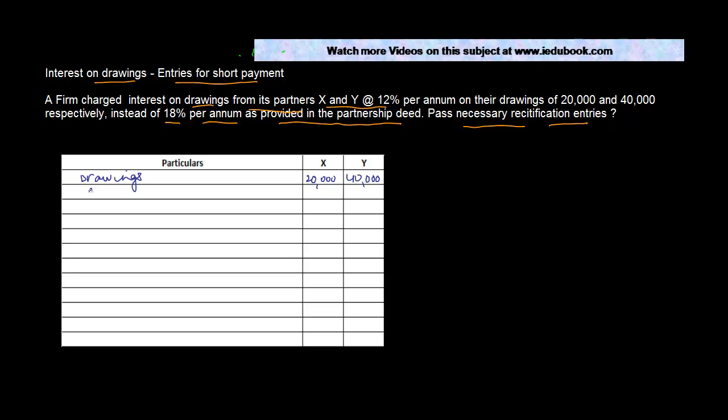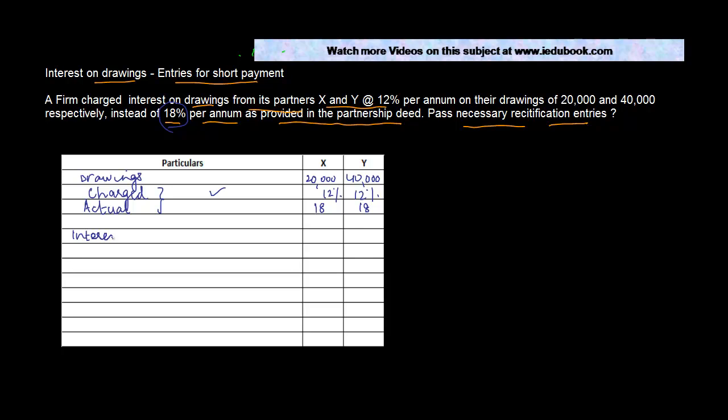And they were charged at 12% per annum, whereas it was provided at 18% per annum. So the actual was supposed to be charged at 18% per annum, right? So basically what has happened is that they were charged less interest. Obviously 12 is less than 18. So the first thing we do is we compute how much is the interest which has been charged less.